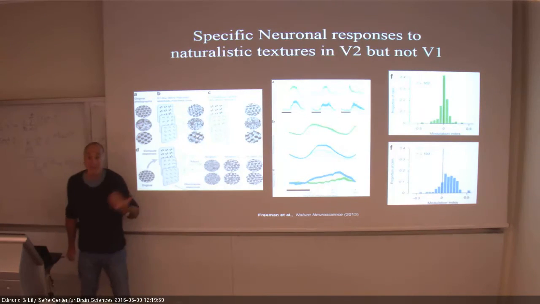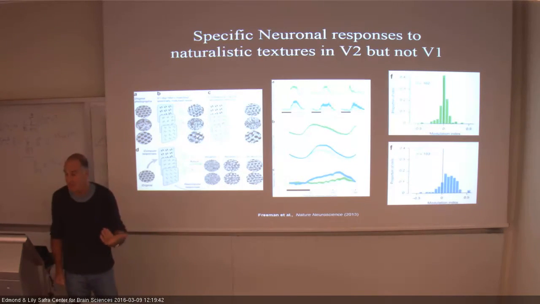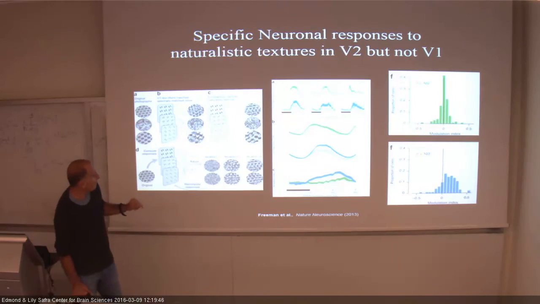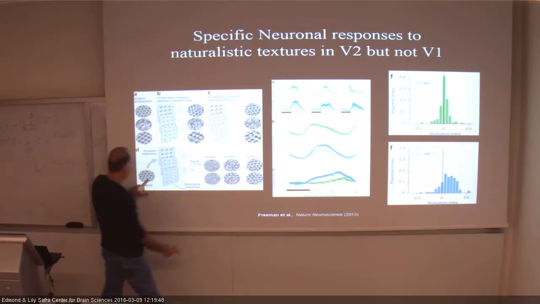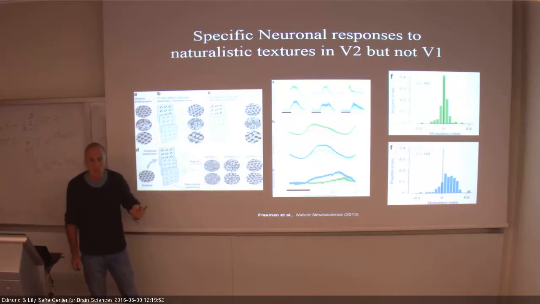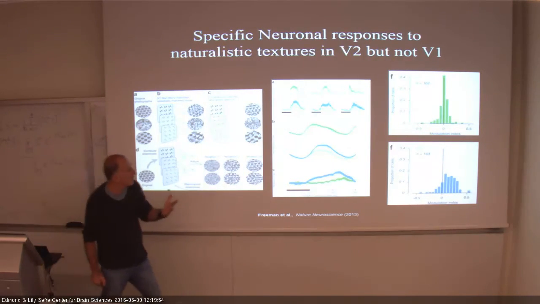And now they can test this. So what they do is test this by recording from neurons in V1 and V2, okay? So you compare this stimulus to that stimulus. We can tell this is a beehive, and this is not quite a beehive. But V1 is invisible to that. How do we see this?